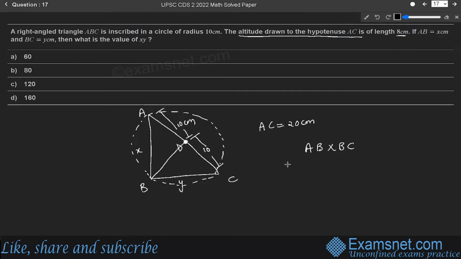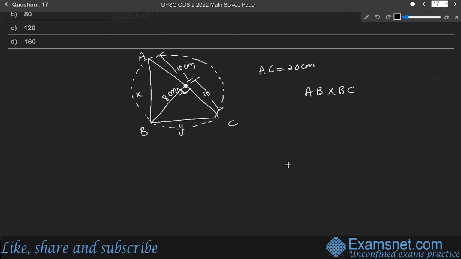So let this be the altitude. Since it is perpendicular, it will be 90 degrees, and the value of altitude is 8 centimeter. I hope up to here, it is very clear to you. This was all the basic concept of the question.